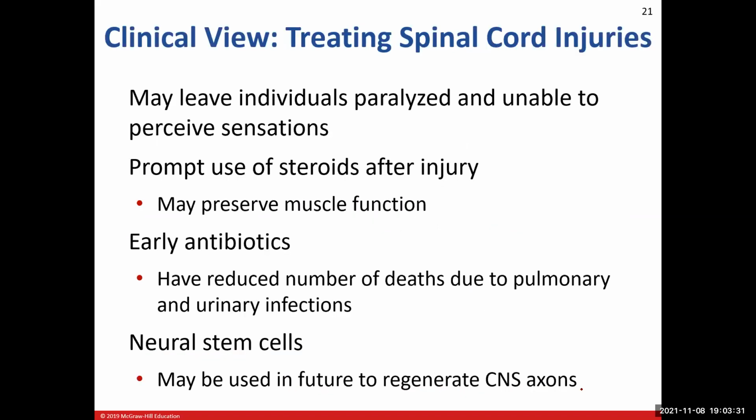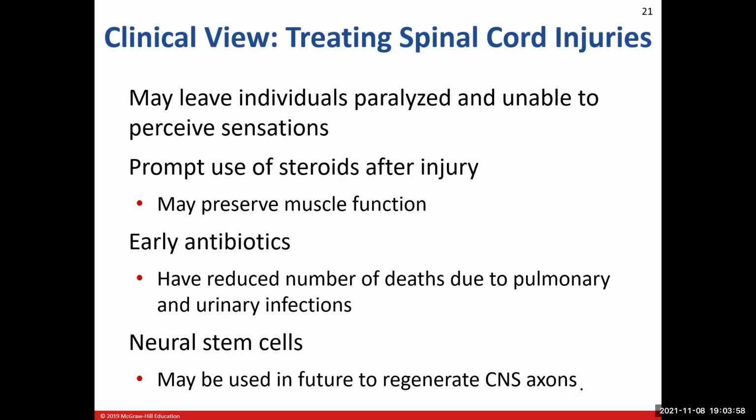So that brings us to our first clinical view of the night, and we're dealing with treating spinal cord injuries. This hits home for me because I am a Buffalo Bills fan, and I cannot for the life of me remember the player that was injured. This was well over a decade ago, and I was still living up in New York. He was in a football game and he took a hit, and they injured his cervical spinal cord.